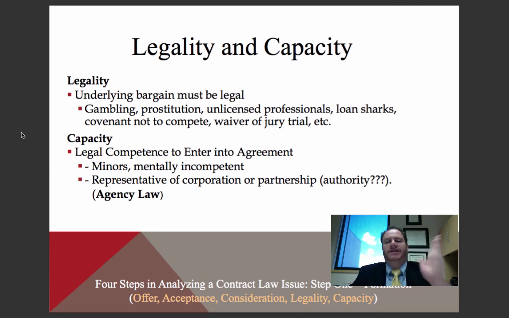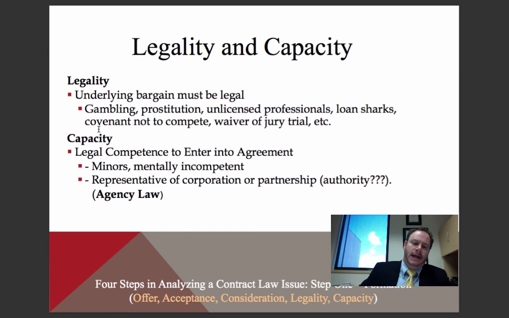Okay, so we talked about offer, acceptance, and consideration. Now we're moving on to legality and capacity. So legality, quite simply, means a contract is not enforceable if the contract is for a subject that's prohibited by law. Things like gambling and prostitution in most jurisdictions are illegal. So if there's a contract covering any sort of topic that's illegal, then it's going to be deemed invalid.